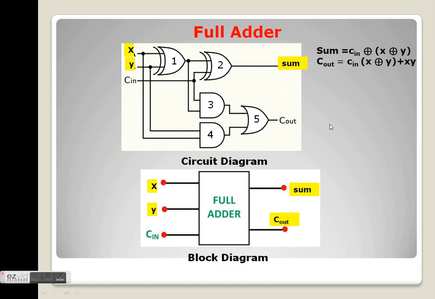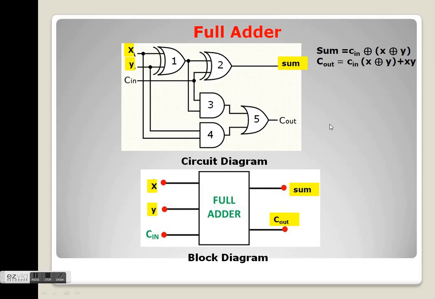Students, now the next step is to draw the circuit diagram of full adder. Students, for this we will need 5 gates, 2 of which are exclusive OR gates, 2 of them are the AND gates and one is the OR gate. Students, from the Boolean expression of sum, it is clear that it is the exclusive OR of C in and the exclusive OR of X and Y. So firstly we will find the exclusive OR of X and Y. It is done with the help of first exclusive OR gate.